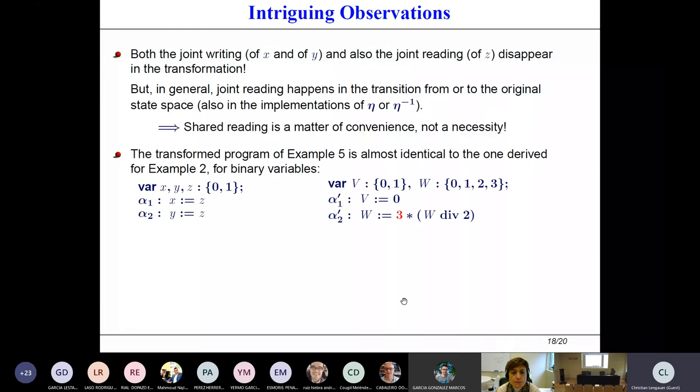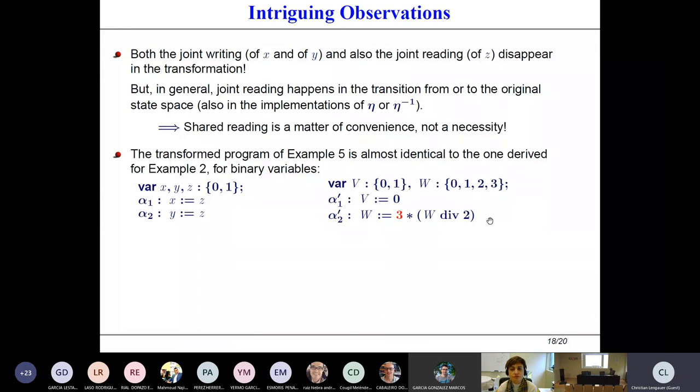So on the left-hand side, you see the source program. On the right-hand side, you see the target program. I'm not developing this for you. I'm just throwing it at you. Now, a few little things to point out. You have, again, an eight-valued state space because you have three binary variables in the source program. And you have, again, one binary variable and one four-valued variable.